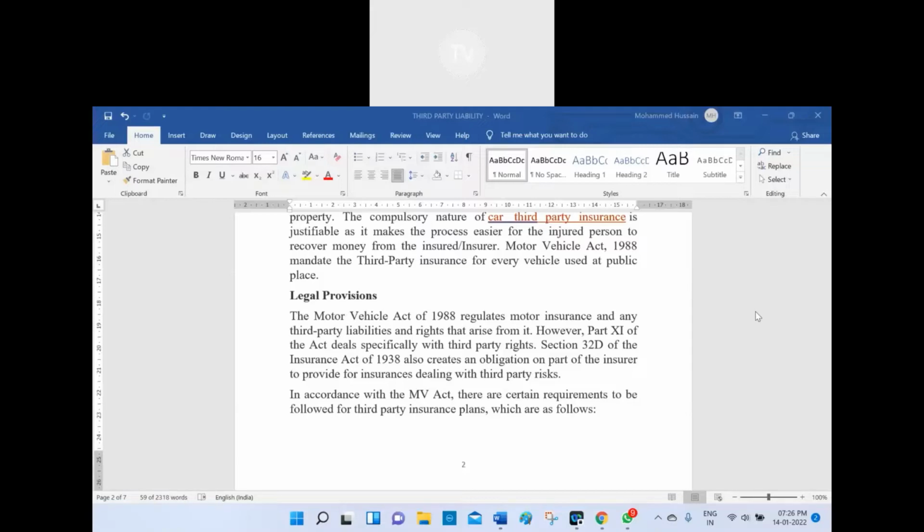Yes. So legal provision of the Motor Vehicle Act of 1988, it regulates motor insurance or automobile insurance and any third party liabilities and the right that arises from it. However, Part 11 of the Act deals specifically with the third party rights, especially Section 32D of the Insurance Act of 1930. It is not 1938, it is 1988 only. The old Act is 1939. It also creates the obligation for the insurance to provide the insurance dealing with the third party risk.